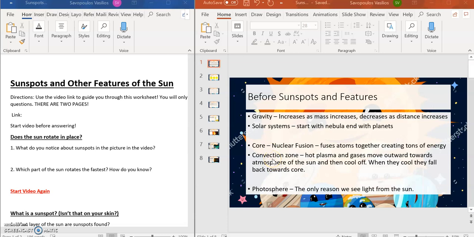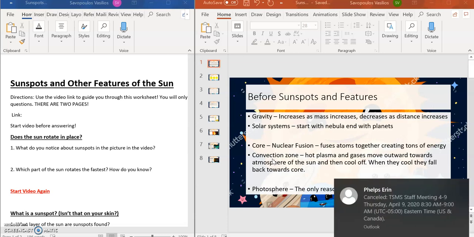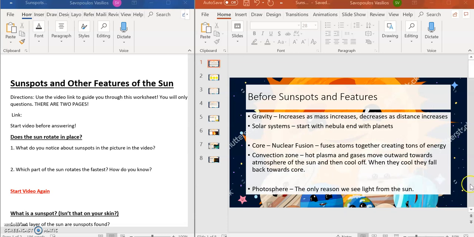Couple other things. After the core, you get the radiative zone and then the convection zone. In the convection zone, hot plasma and gases move outwards towards the atmosphere of the sun. When they reach that atmosphere, they're more out in space rather than towards the core, and so they start to cool off. When they cool off, they start falling back towards the core and they heat up again. Kind of like magma in the Earth or boiling water. The hot molecules move up and the cold molecules move down. It's very important to know convection.